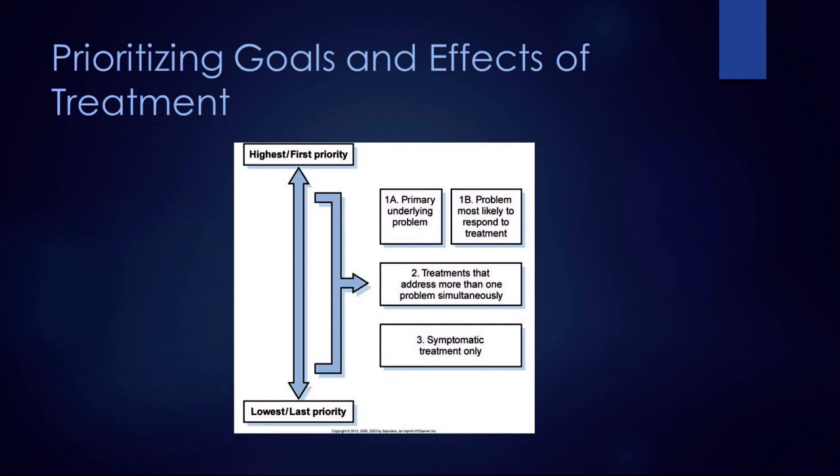Sometimes we have treatments that are going to address more than one problem simultaneously. So that's great. That's kind of a good high priority. Sometimes we are treating symptoms only. So we're not going to make a big change in the underlying problem, but we can have an effect on that person with symptomatic treatment. And of course, that's kind of the lowest priority, strictly symptomatic treatment.